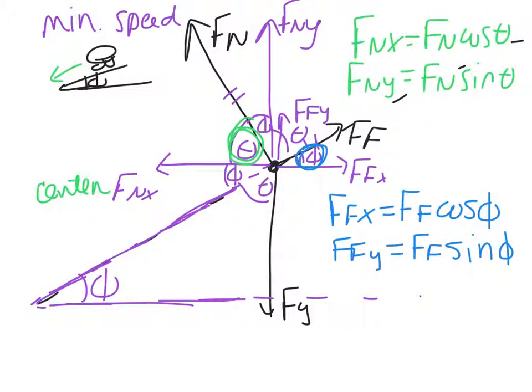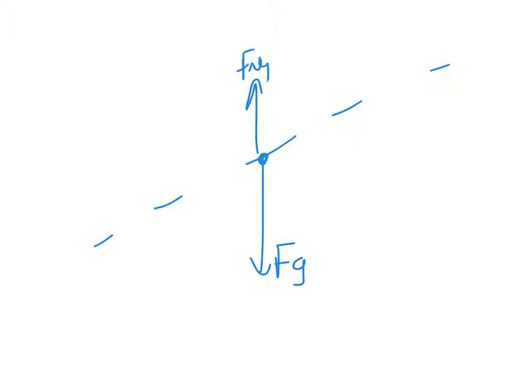Okay, here we go. So looking for the minimum speed, you're going to have friction opposing the direction that the car wants to move, going up the incline. This force diagram is an absolute mess. Let's redraw it. So I'm just going to redraw it with the components. Going down we have Fg. Going up we have Fny and Ffy. Those two added together equal Fg.